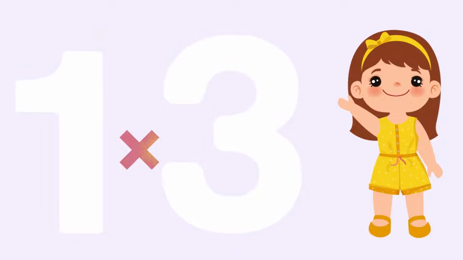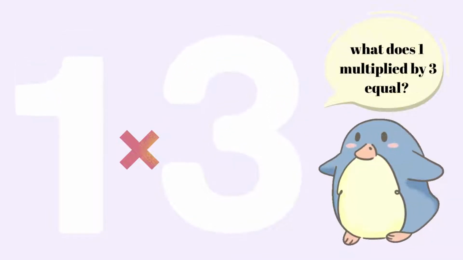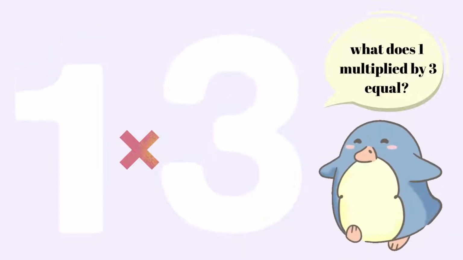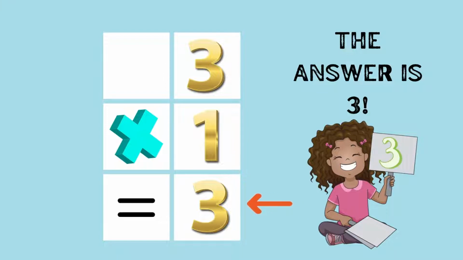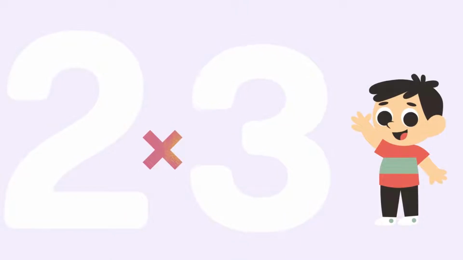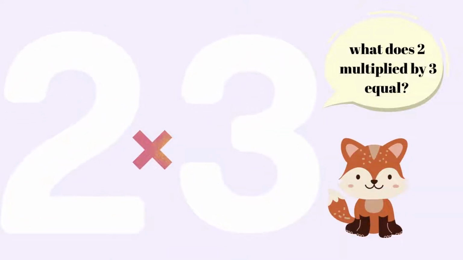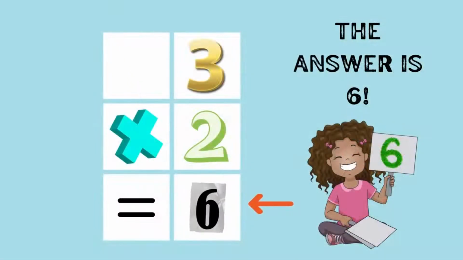1 times 3. What does 1 multiplied by 3 equal? The answer's 3. 3 times 1 is 3. Good job, 3. 2 times 3. What does 2 multiplied by 3 equal? The answer is 6. 3 times 2 is 6.